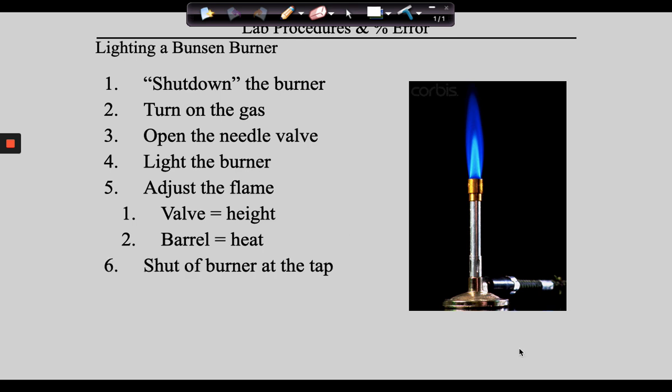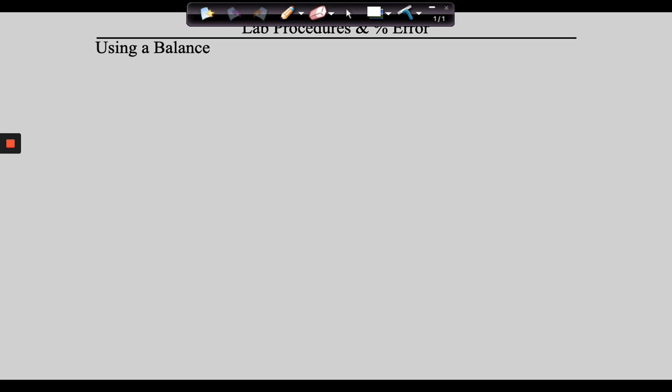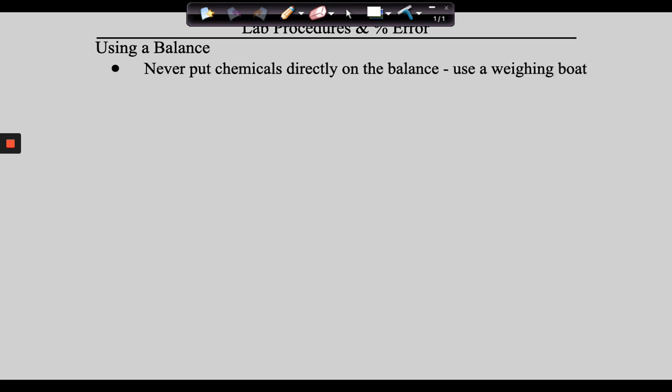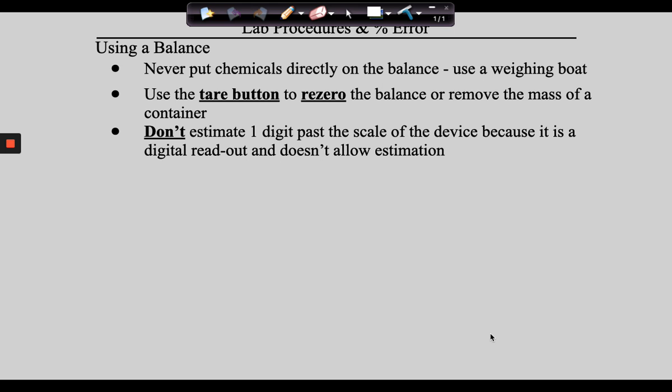Okay, let's keep going. So guys, I'm going to just rock it through this next one because you already should understand this stuff. If you don't, please let me know. But guys, using a balance. This is a skill that you've got to have. These are the important things that we've talked about. This should come as no surprise. You never put chemicals on the balance. Guys, remember that we always use what is called a weighing boat. And did I show you this trick? That you can take a weighing boat and fold the corners and it turns into a pour spout?